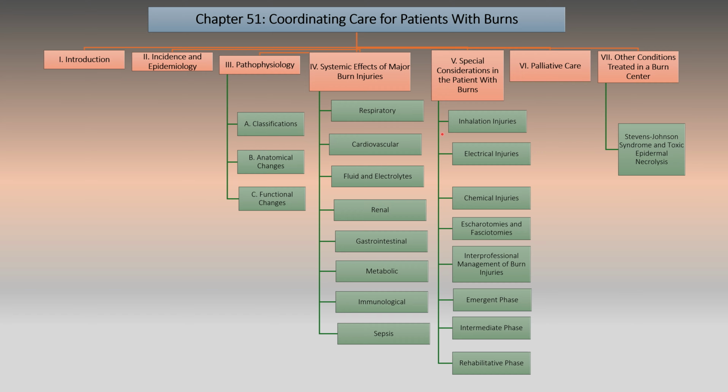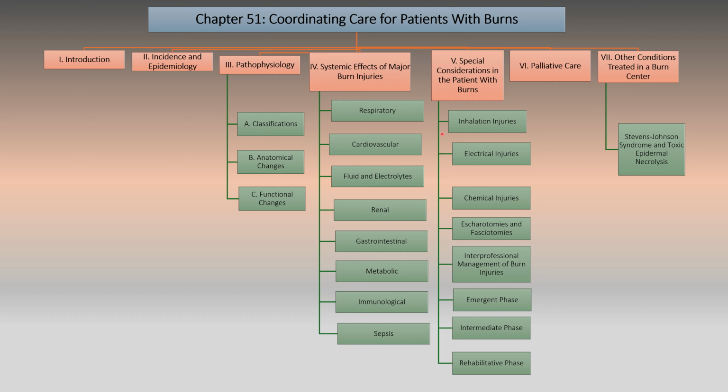Carbon monoxide: CO poisoning is common in fire victims because carbon monoxide binds to hemoglobin 200 times greater than oxygen, causing tissue hypoxia. Pulse oximetry is unreliable with CO poisoning, requiring treatment with 100% oxygen until CO levels drop.